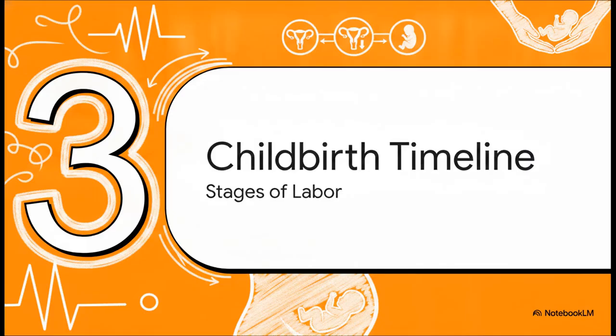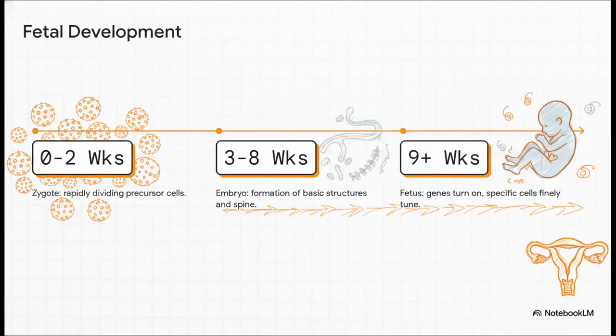All right, let's jump to Section 3, the timeline of childbirth. This progression is literally a rapid-fire, breathtaking development of cellular life. For the first 2 weeks, we start with a zygote. This is essentially just a cluster of rapidly dividing non-differentiated precursor cells. Then, around week 3, we enter the embryonic stage. This is a huge deal because it's when the foundational architecture, the spine, the head, the limb buds, is first laid down. Finally, around week 9, we officially transition to a fetus.